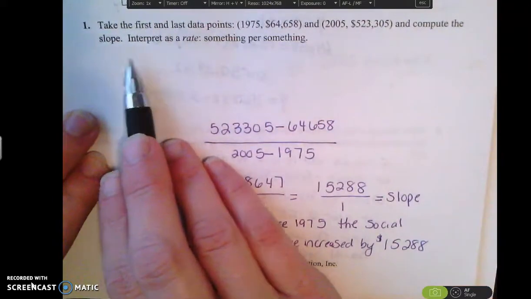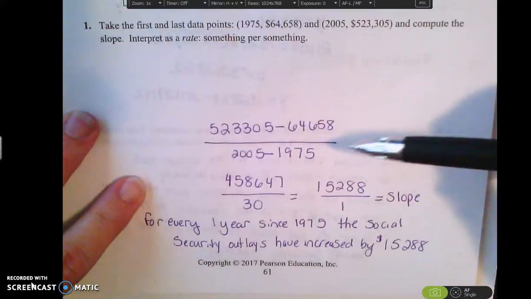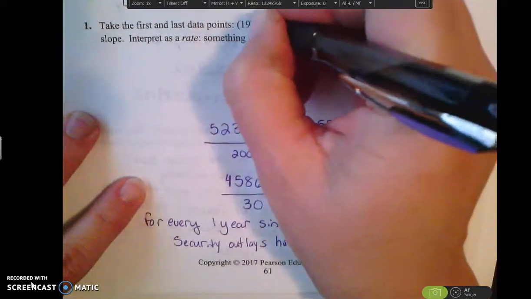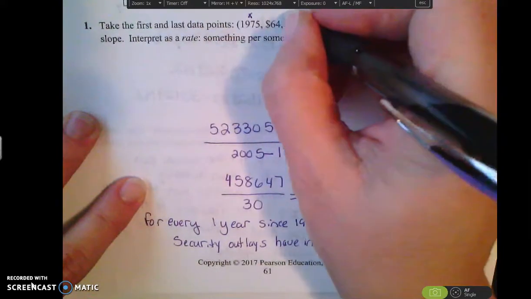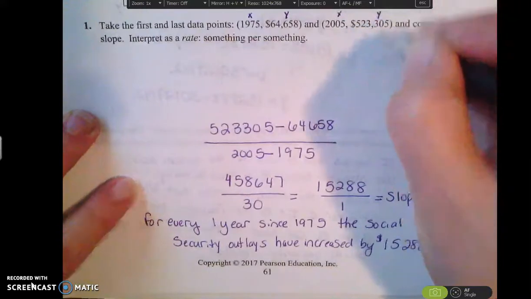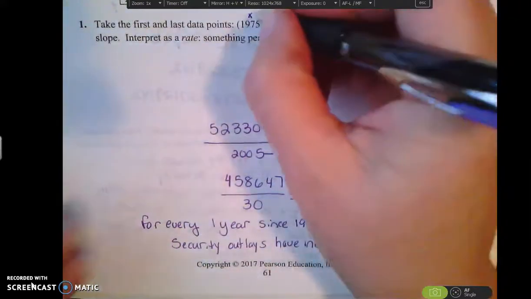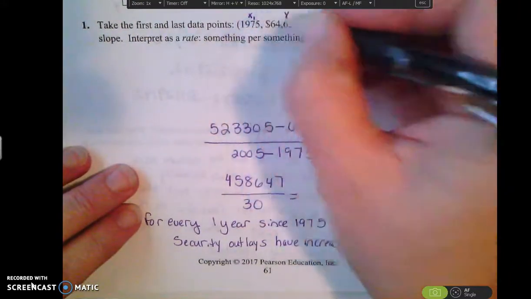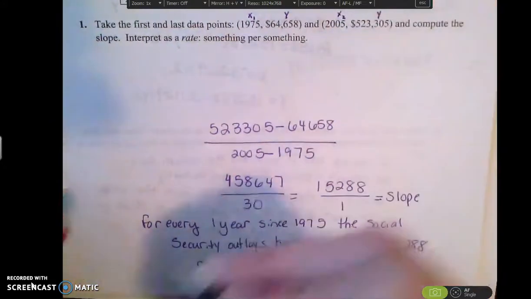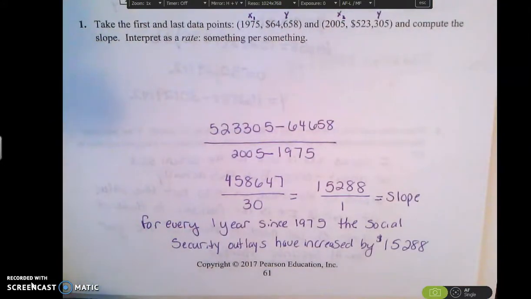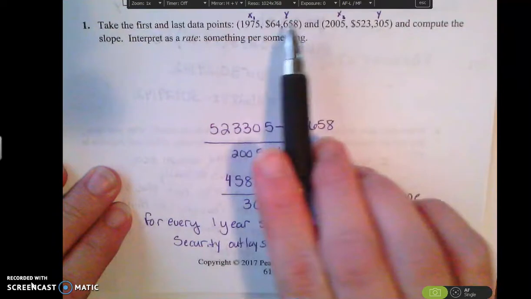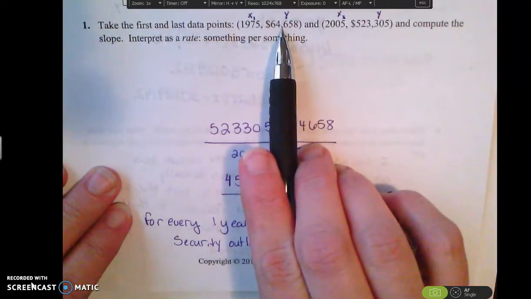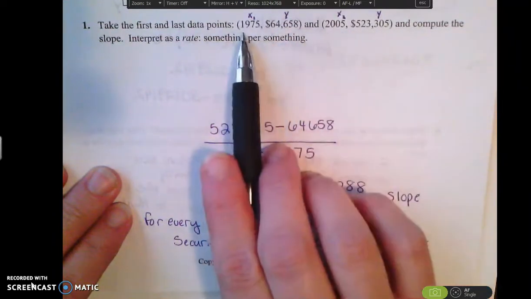Find the slope and then interpret it. These are my x values because they are the first values in the ordered pair, and these are my y values because they're the second values in the ordered pair. For no particular reason, I'm going to call this 1 and this 2, just because that's the first point and the second point. According to the formula at the top of the page, it says take y2 minus y1 and divide it by x2 minus x1.